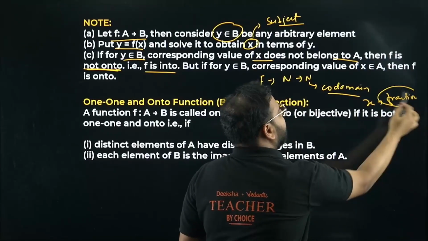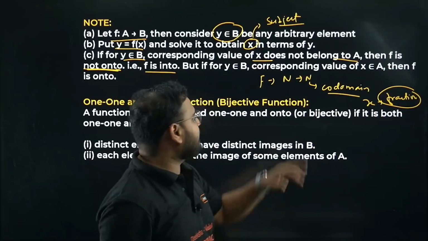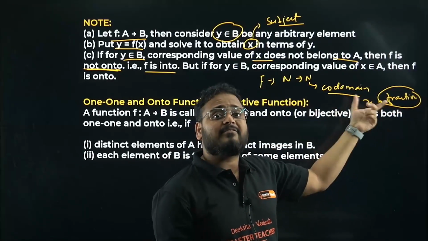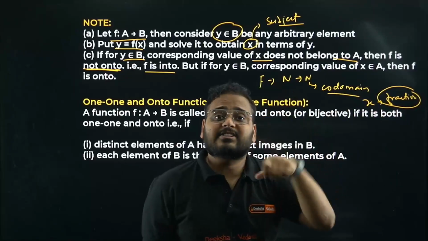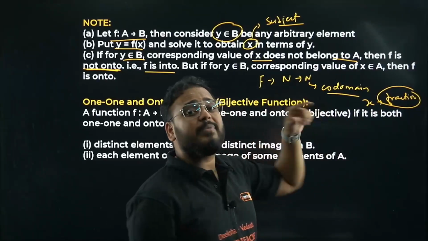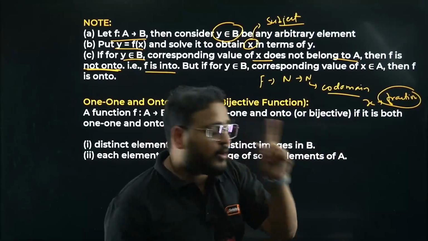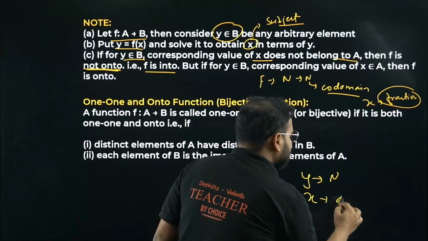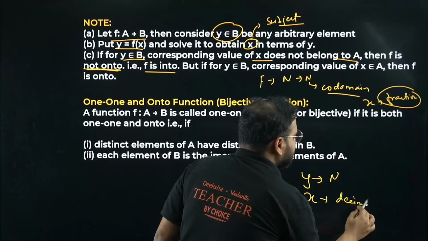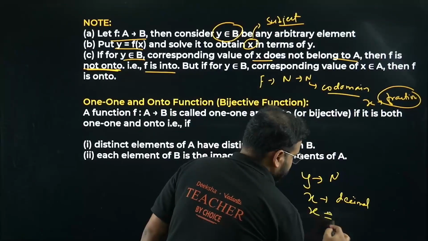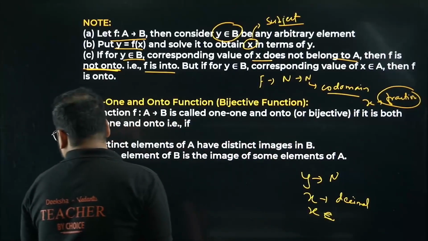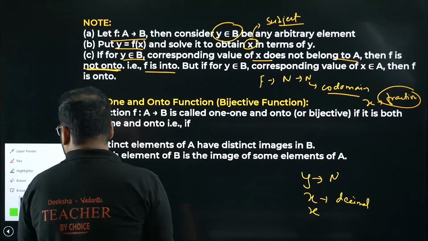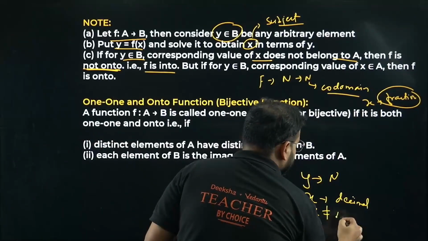Can a fractional number, a decimal number, ever be a natural number? Of course not. It means for some values in the codomain, I'm getting the x value as a fraction or decimal. It means the function will not be onto. Because when you took y to be a natural number, you're getting x as a decimal. Decimal means that particular value of x is not equal to a natural number, which cannot be true.